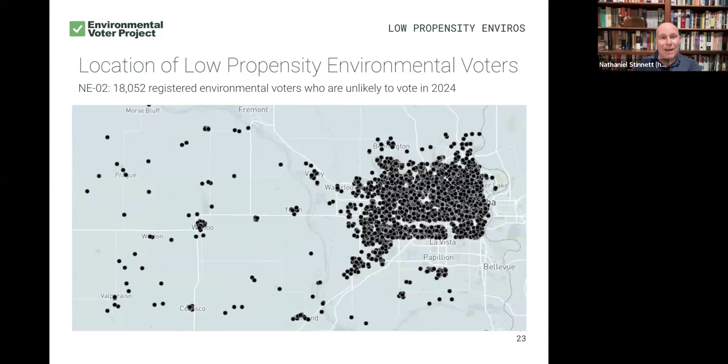Now we're drilling down on that second congressional district. So Omaha is under this huge pile of dots that represents low propensity environmental voters. And you'll see up top here, we've identified 18,052 of these registered super environmentalists in the second congressional district who are unlikely to vote this year. These are the people we will be targeting in the second congressional district.